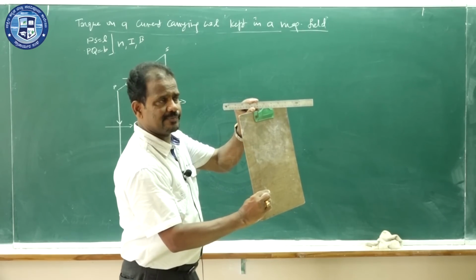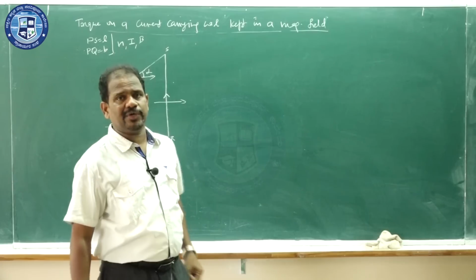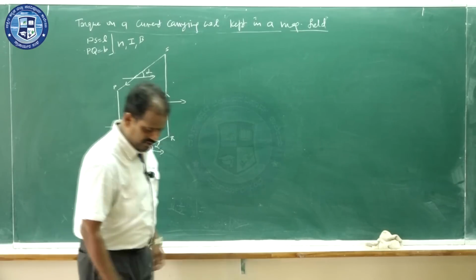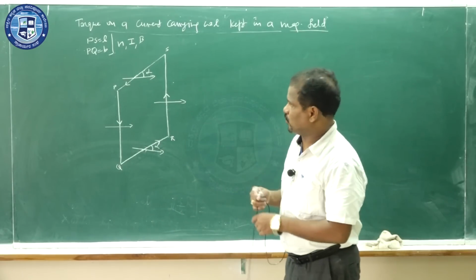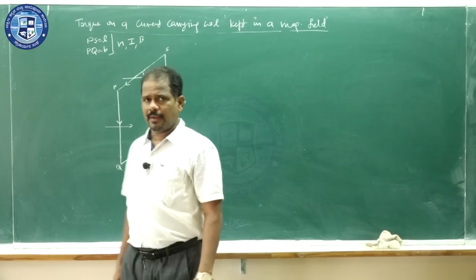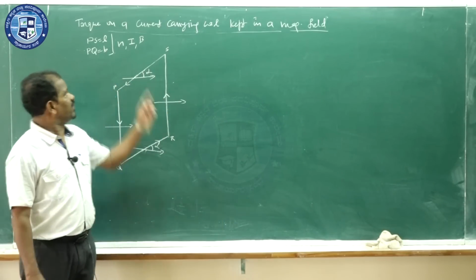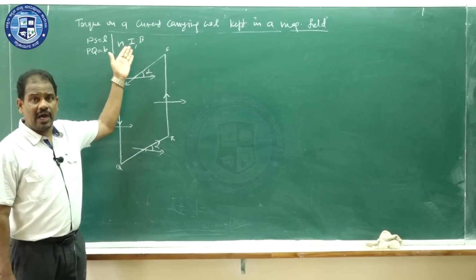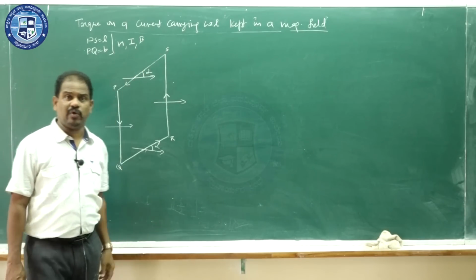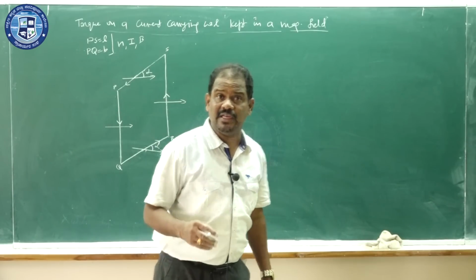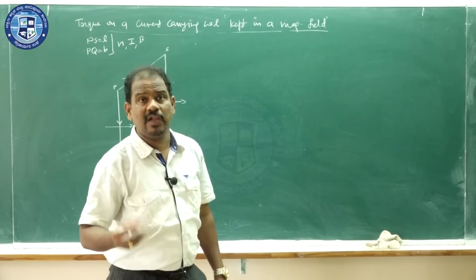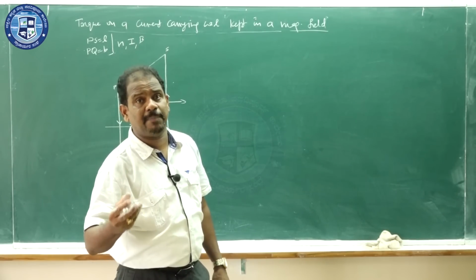It is slant. We need to get a general expression. General expression for what? Torque. We will see what happens. So basics you understood, no? So consider a rectangular coil, length L, breadth B, number of turns N, carrying current I, kept in the magnetic field with the angle alpha. So what is alpha here? Alpha is the angle between the magnetic field and the plane of the coil.